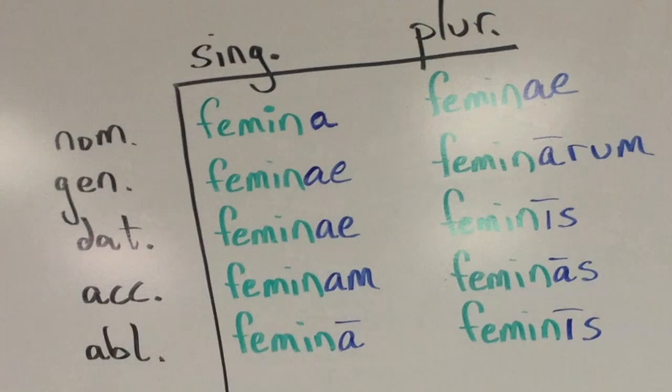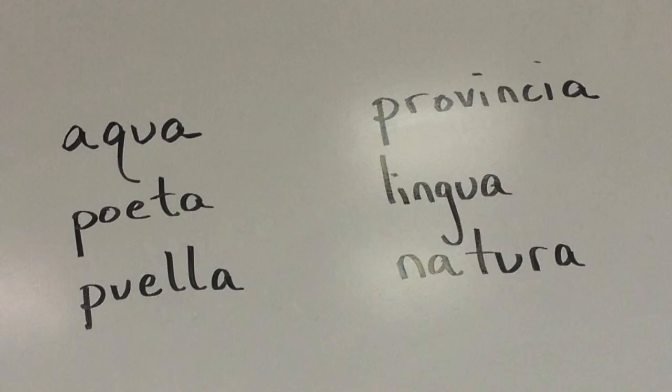Try this on your own in your notes. Try to decline the following words that I'm about to give you. Remember to first find the stems and then attach the endings. I'll give you answers after a few pauses so that if you're having trouble, you can check and see what the answers are supposed to be. So first, find the stems for each of these words. Aqua, poeta, puella, provincia, lingua, and natura.